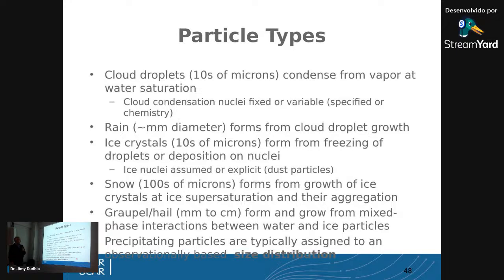Snow is of the order of hundreds of microns in size and forms from the growth of ice crystals. And then also these ice crystals aggregate together, they collect together to form these aggregates of snowflakes. And then graupel and hail, millimeters or centimeters, form and grow from mixed phase interactions between water and ice particles. And then precipitating particles are typically assigned to an observationally based size distribution.